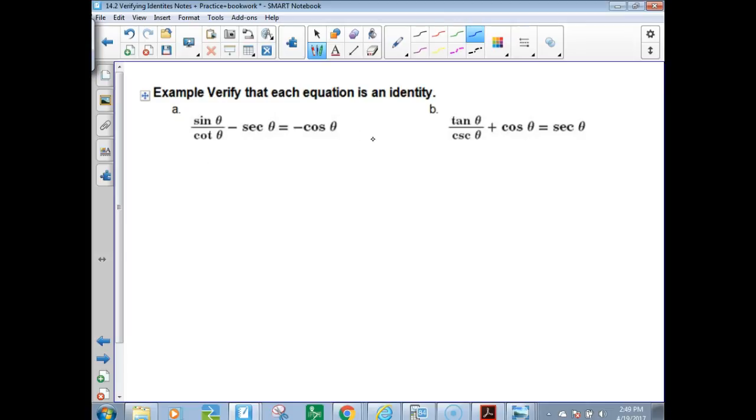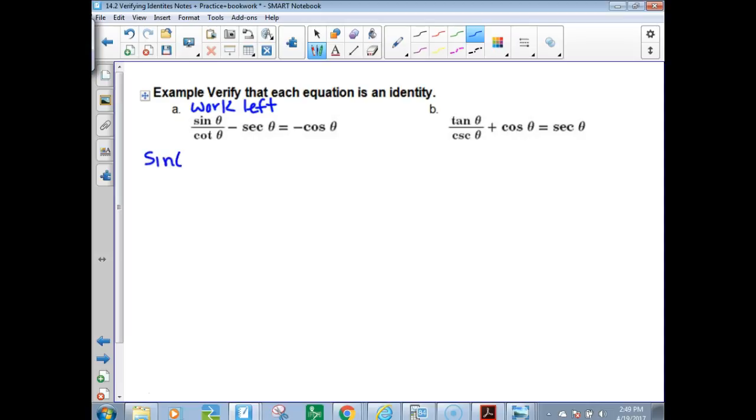First thing I see is that the left side is more complicated than the right. So I'm going to work on this side. Okay, I will not touch the right side. I will just keep rewriting the same thing over and over. So what am I going to do for the left side? Well, I don't see anything to trade out. There's no squared terms or anything. So I'm going to rewrite in terms of sines and cosines.